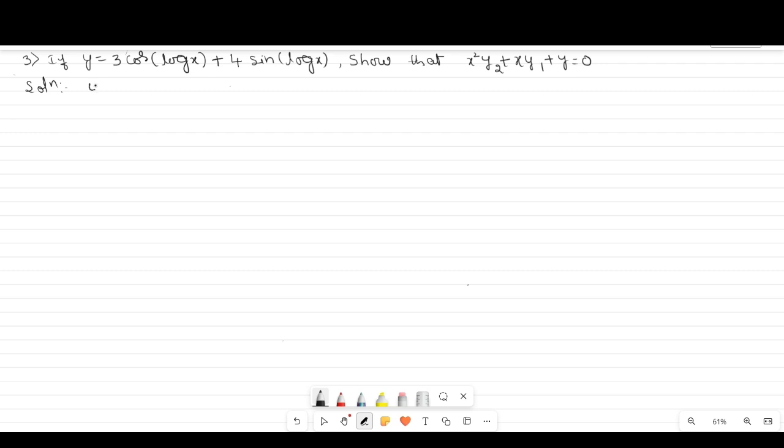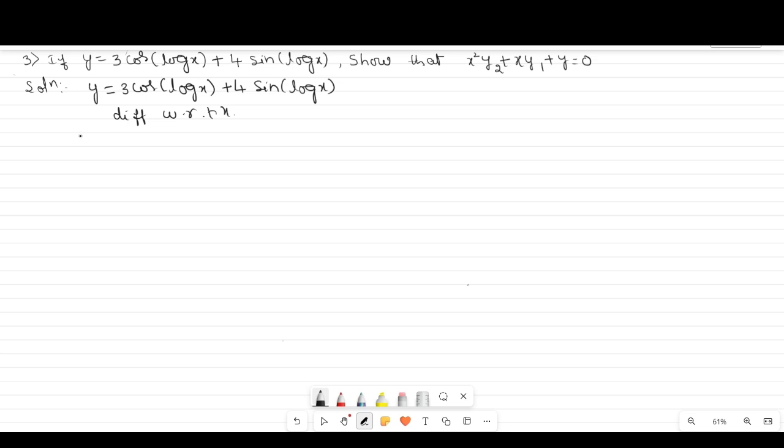Okay. So let me consider the given function y is equals to 3 into cos of log x plus, sorry, 4 into sine of log x. This is the question. Okay. So let me differentiate this with respect to x.